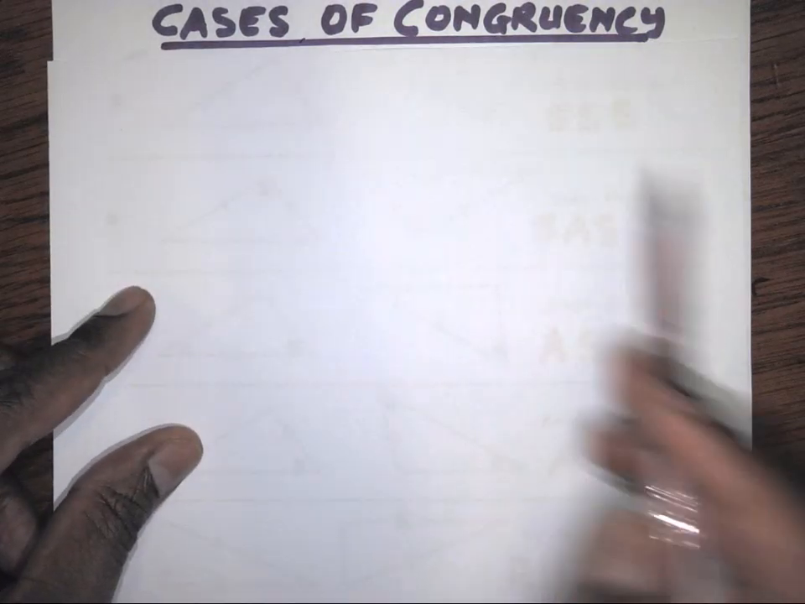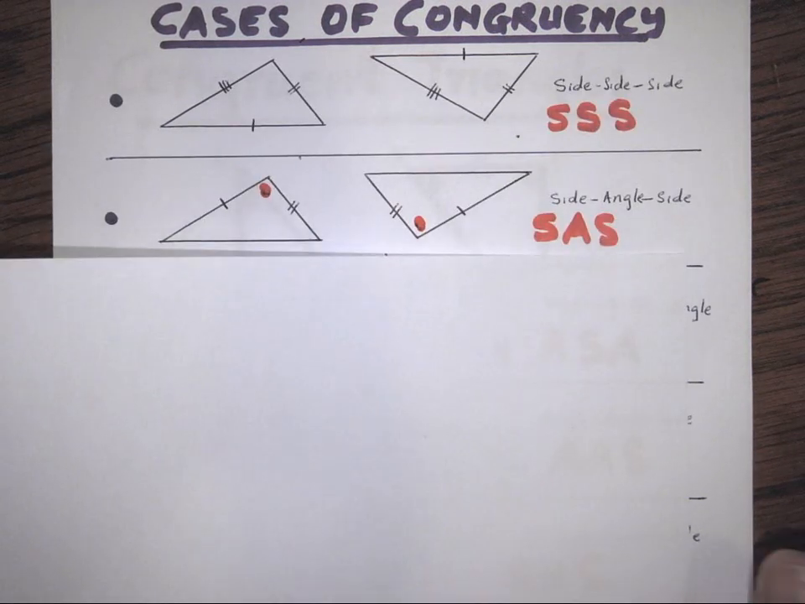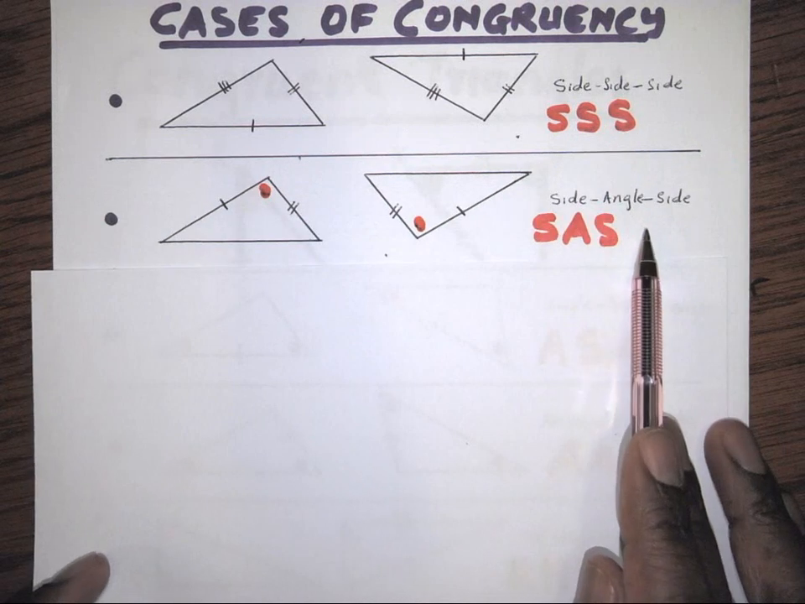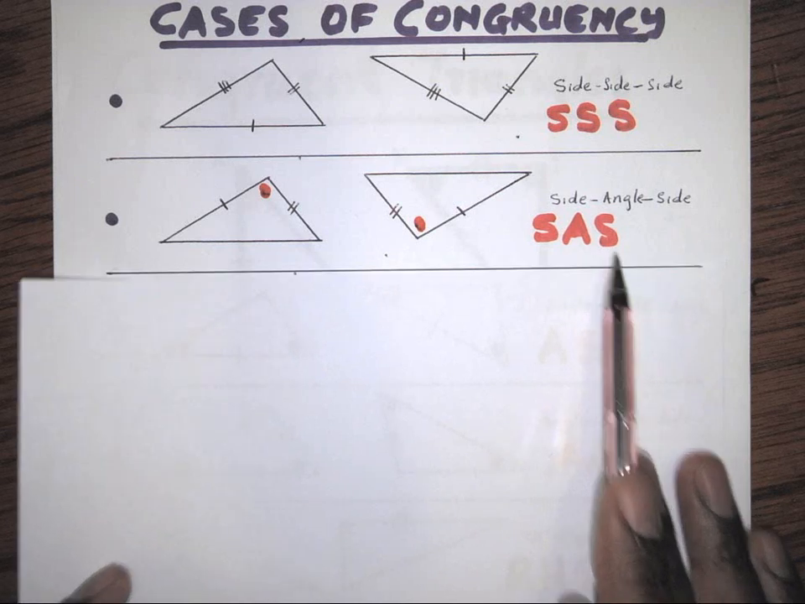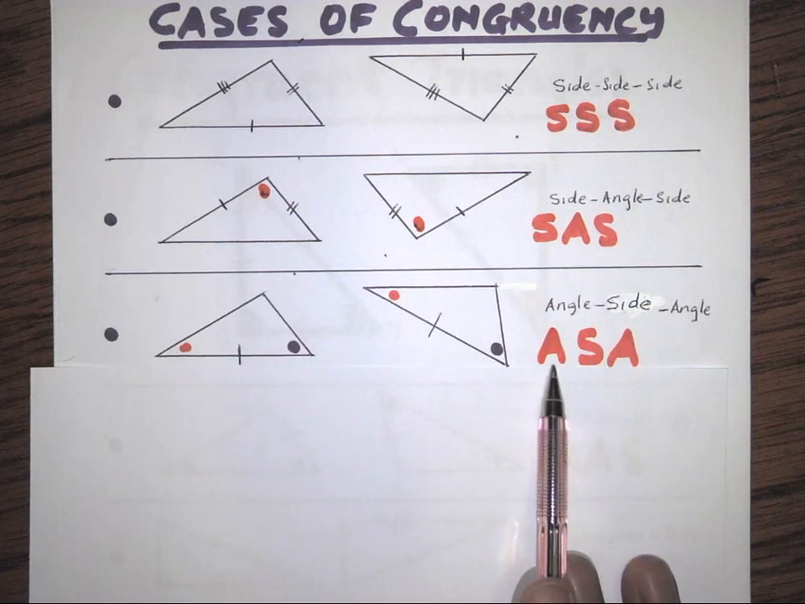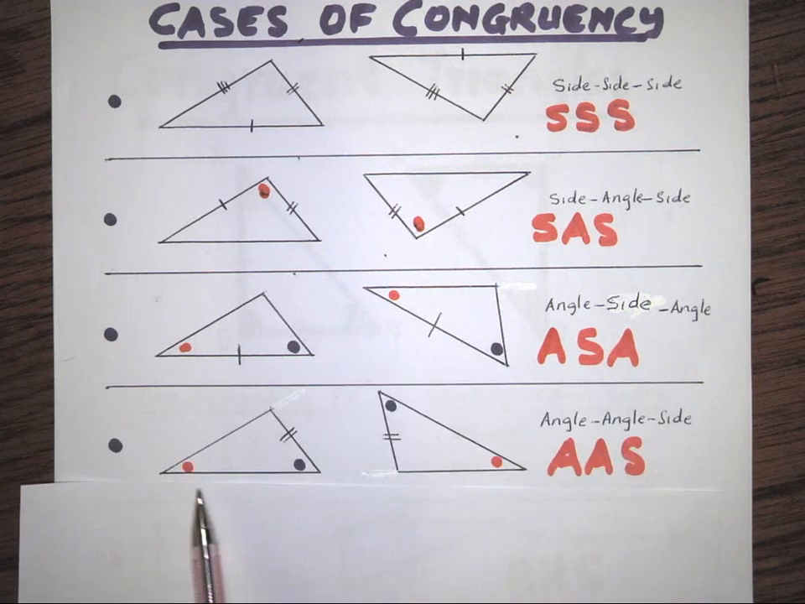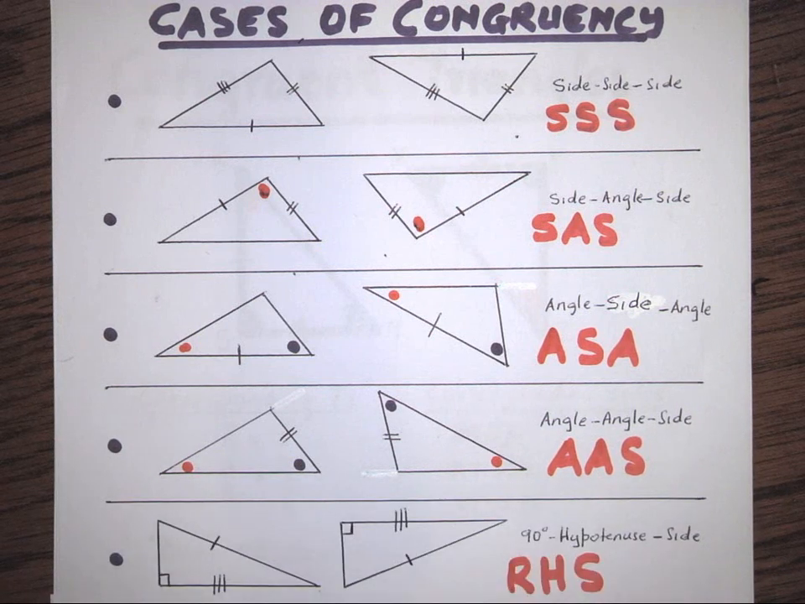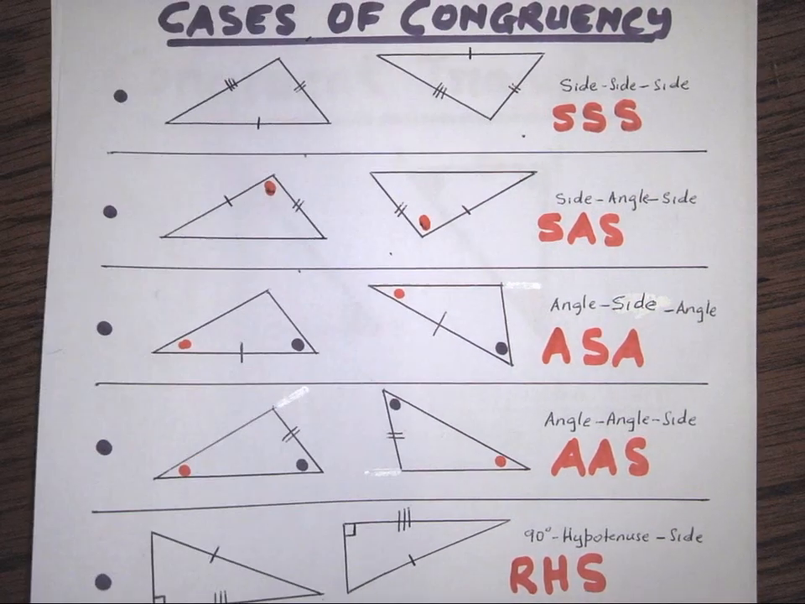Hi. In the previous lesson, we looked at the cases of congruency. We said two triangles will be congruent if it's side, side, side. Two triangles will be congruent if it's side, included angle, side. They'll be congruent if it's angle, an included side, and an angle. They'll be congruent if it's angle, angle, and a side. They'll also be congruent if it is RHS. Now let's look at how we can use this in triangles.